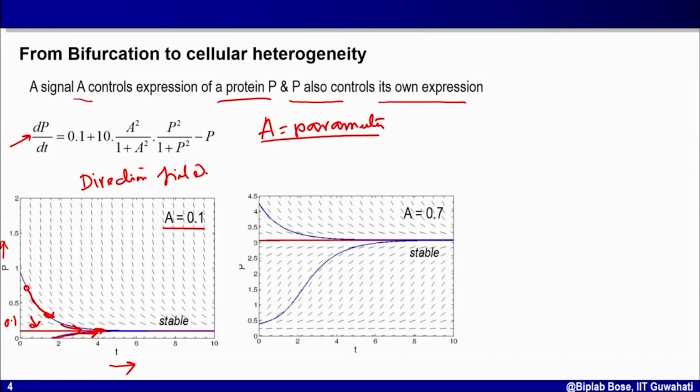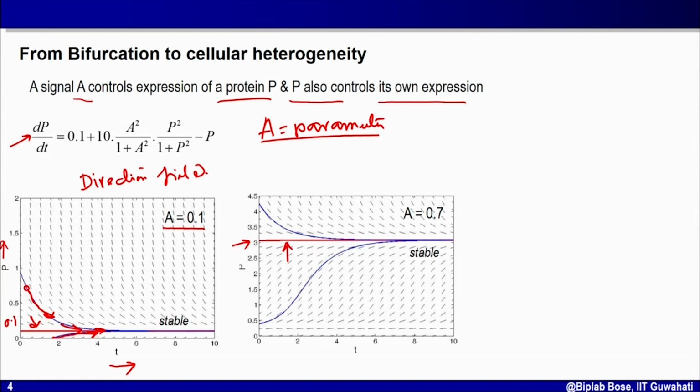Now what I will do, I will change the value of A to a higher value. So let us take A equal to 0.7, and again I have drawn the direction field with T in the horizontal axis and P in the vertical axis. You can see here again I have only one steady state, that is shown by this red horizontal line, and the value is near 3. So now the steady state has increased its value, it is at a higher value of P.